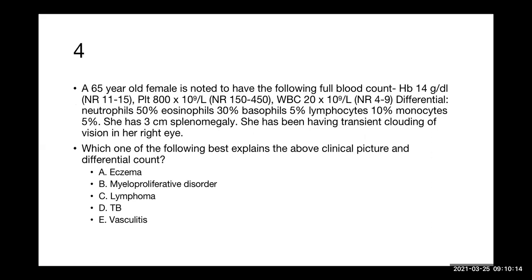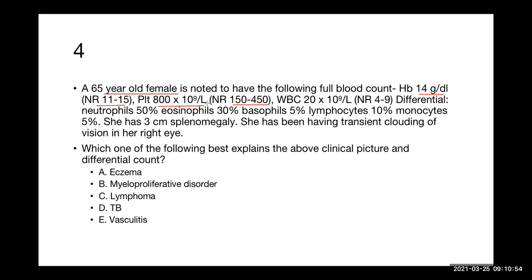Number 4. Most of the cases are from hematology today. See here. A 65-year-old female is noted to have the following full blood count: hemoglobin 14. This is within the normal range. Platelet count 800. What is the normal platelet count? See there, 150 to 450, that is 150,000 to 450,000. In this case, it is 800,000, or you can call it 8 lakh.